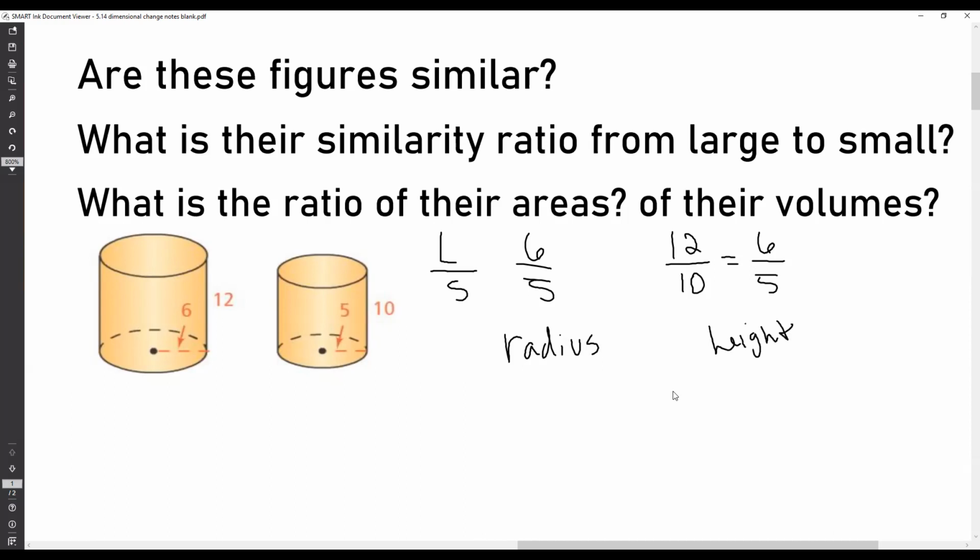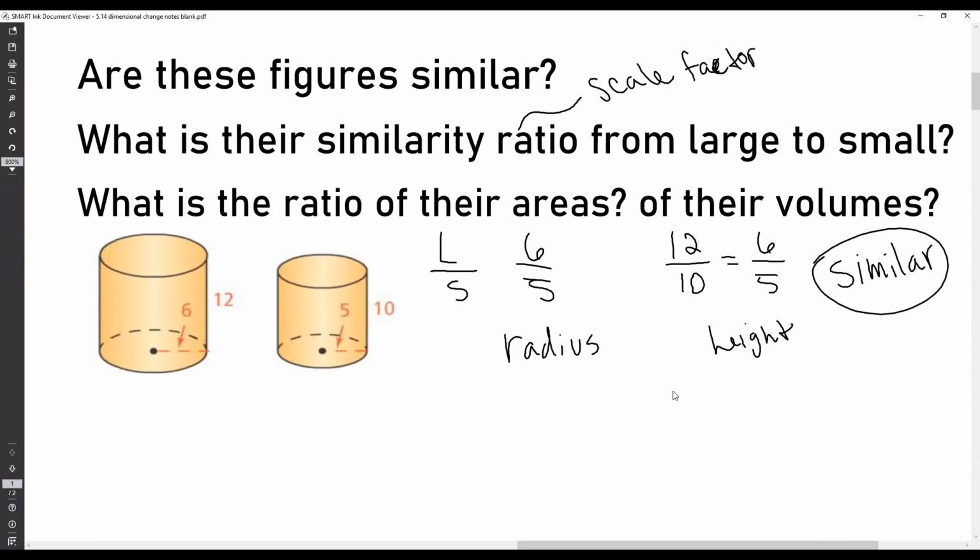Are your radii and the heights in the same ratio? Yeah, 6 to 5, 6 to 5. So these are similar, okay? They are similar because they have the equal ratios. Now they want the similarity ratio, aka the scale factor. It's a C, scale factor.